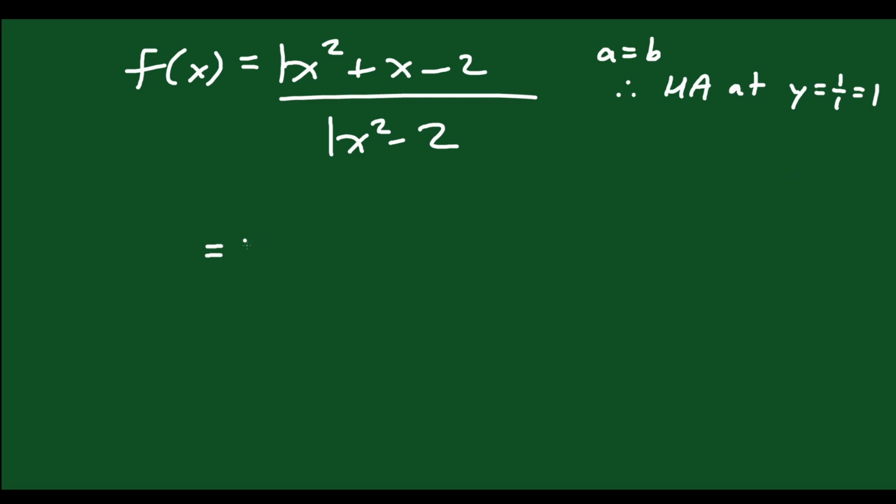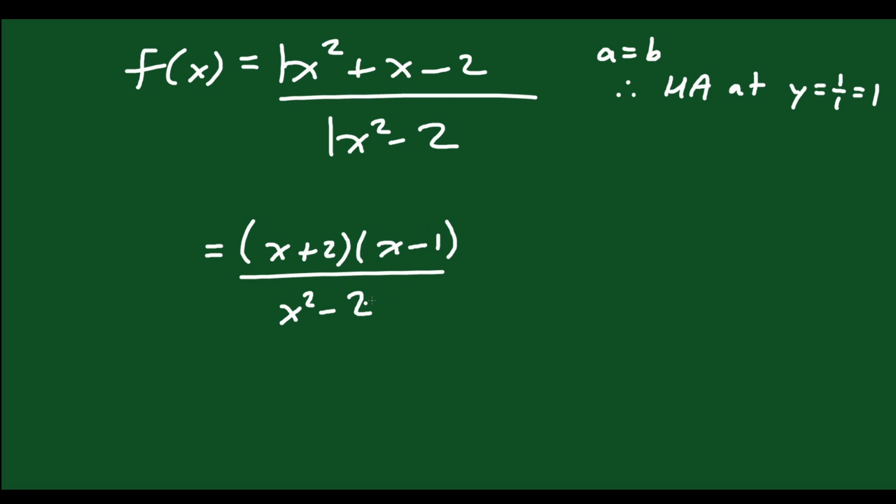Now, if we try to factor this, on the top you have x plus 2, x minus 1, and you can't factor the bottom, right? Unfortunately. It looks like a difference of squares, but 2 is not a square, so you can't factor it. Nothing cancels, so there's no holes.